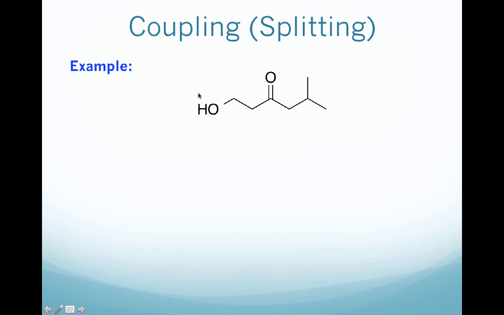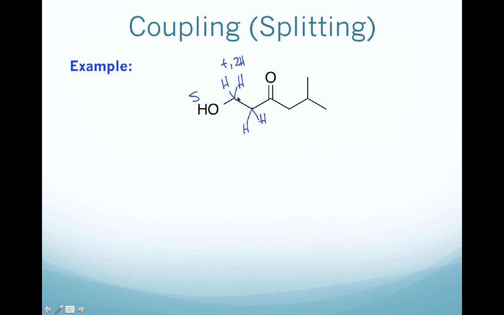Well, first we have an alcohol. Alcohol protons typically don't couple, so that will just show up as a singlet. Next we have this CH2 group. Well, that's coupled to the CH2 group on this neighboring carbon. So we have 2 protons here, 2 plus 1 is 3, so this will be a triplet integrating for 2 hydrogen.